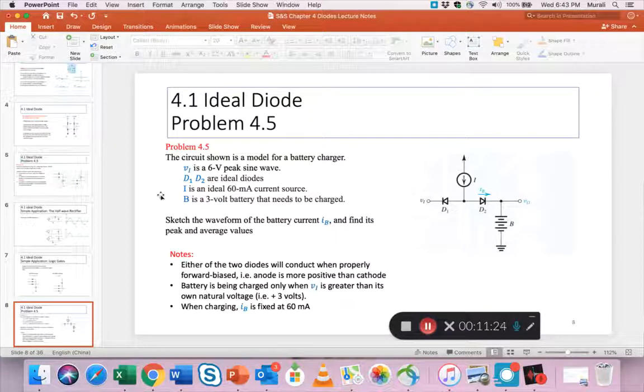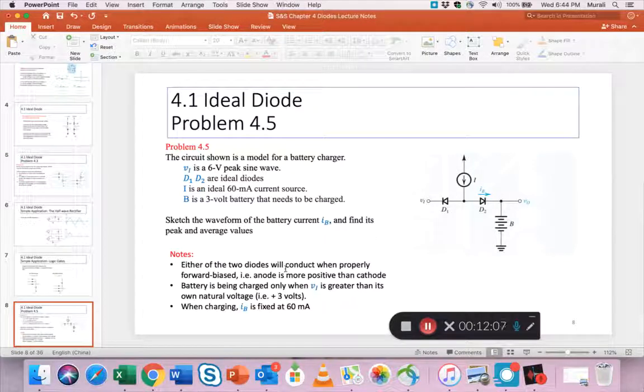Vi is a 6 volt peak sine wave. D1 and D2 are ideal diodes. I is an ideal 60 milliamp current source, and B is a 3 volt battery that needs to be charged. He is asking us to sketch the waveform of the battery current IB and find its peak and average values. So the battery current will not be a direct continuous 60 milliamp charging current. It will be regulated by what the sine wave is doing over here. So that is the problem, and apparently this is a model that is used quite a bit in real battery chargers.